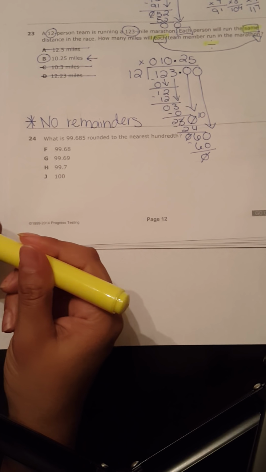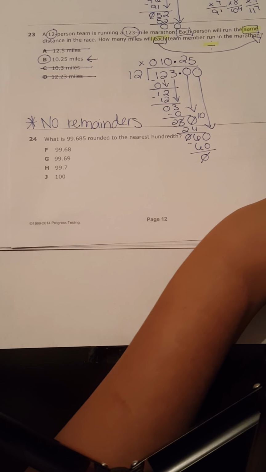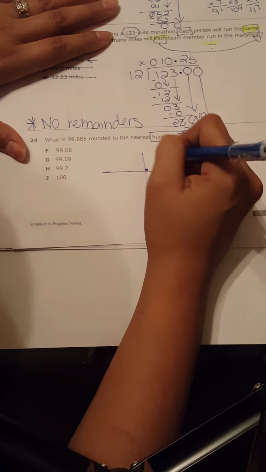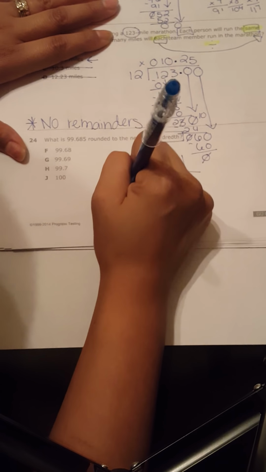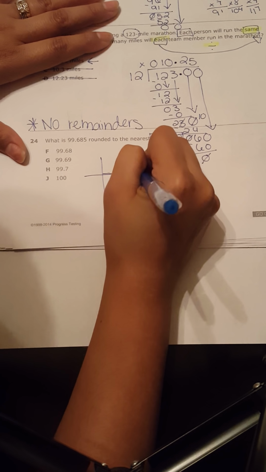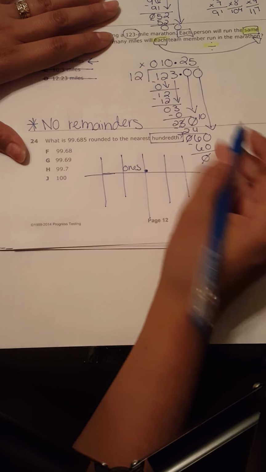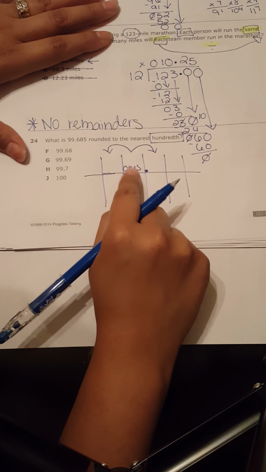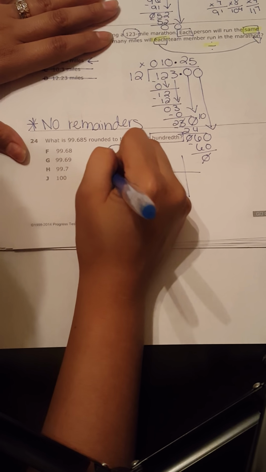Number 24 says, what is 99 and 685 thousandths rounded to the nearest hundredths? We want the hundredths place. So let me go ahead and do a place value chart. The best thing to do here is always find the ones place first. If you can find the ones place, you can label everything else because it goes out like a rainbow. If this is the ones place, what comes next? The tens.